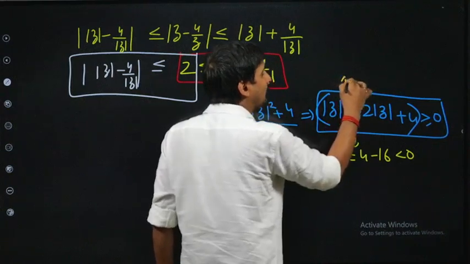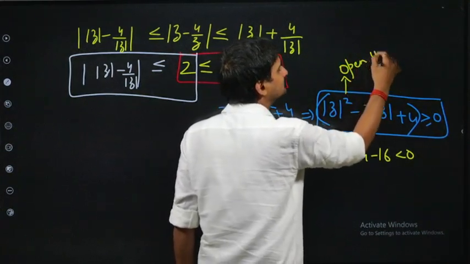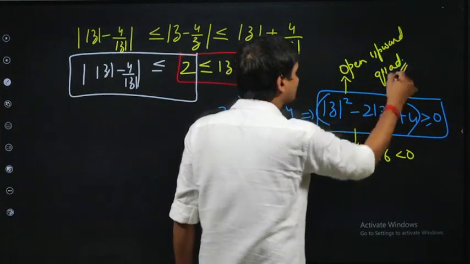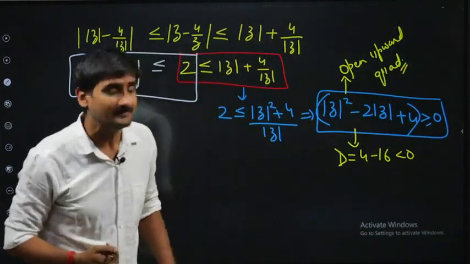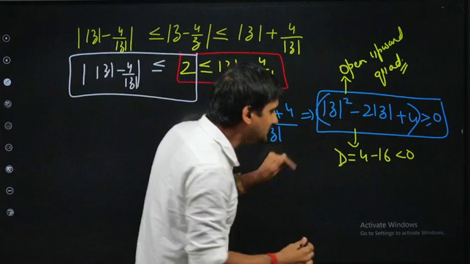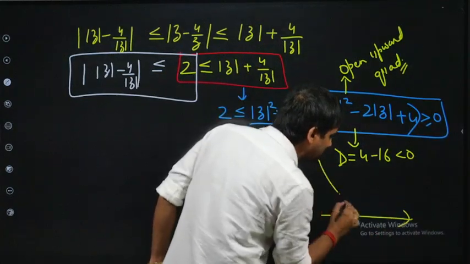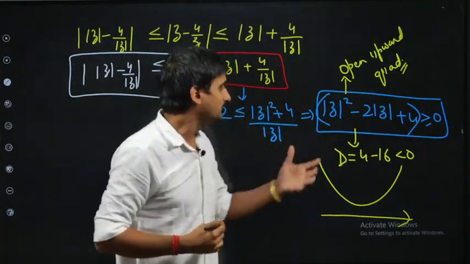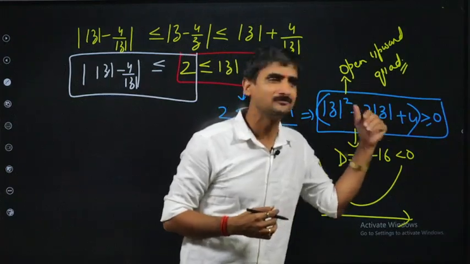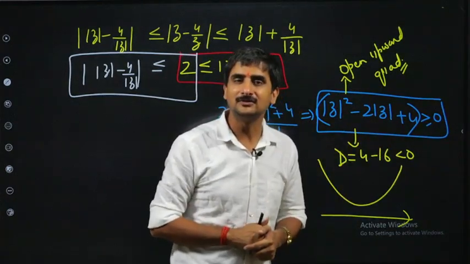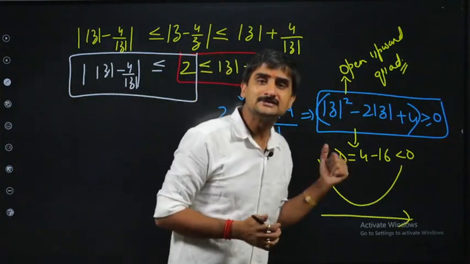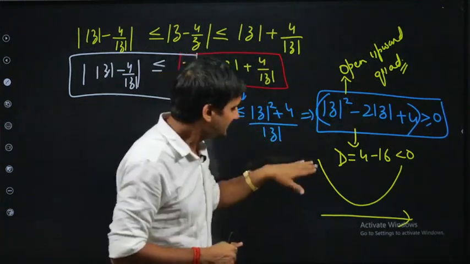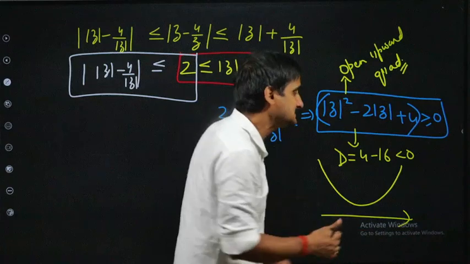And it's an open upward quadratic. Why? Because the coefficient of modulus of z square is positive. Open upward quadratic with D less than 0. What does that mean? That means it's always above the x-axis. If we treat it as x square minus 2x plus 4 and we have to solve for greater than or equal to 0, since D is negative, there is no real root, and it is an open upward quadratic, the coefficient of x square is positive, so it won't touch the x-axis, hence it is always positive.